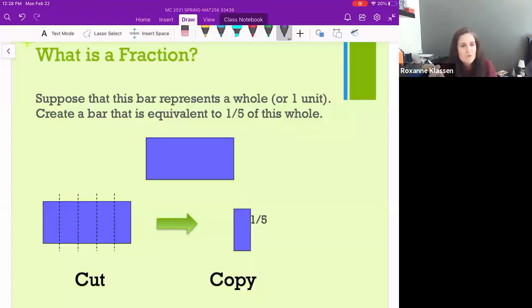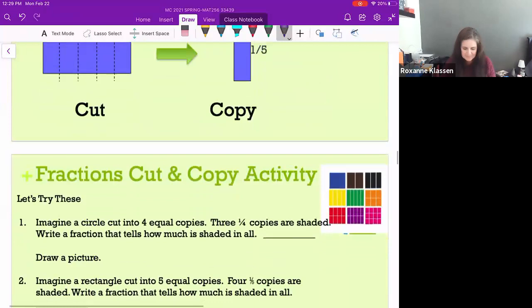I'm going to use the word unit a lot, and the unit means the whole, 1, right? The whole unit. So if this blue bar is the whole or the unit, create a bar that's equivalent to 1/5 of this whole. Well, you can cut it into 5 equal pieces, and then one of those pieces is 1/5. Makes sense, right? We're okay. Everybody's all right. We're like, oh good, there's a rectangle. I can do rectangle. Okay.